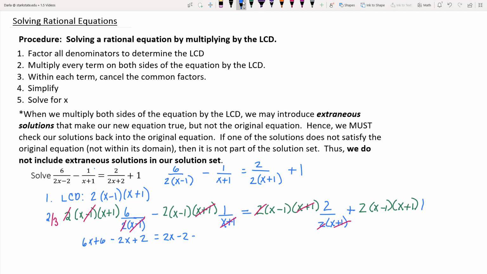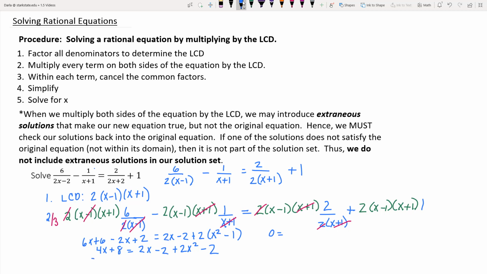Sorry, I didn't mean to write that sign. We're going to have plus 2 times whatever x minus 1 times x plus 1 is, but if you FOIL that, you would get x squared plus 1x minus 1x, so those will cancel, minus 1. So you get that difference of squares. Then go ahead and combine like terms. So you get 4x plus 8 equals 2x minus 2, and then I have to distribute this 2, plus 2x squared minus 2, and then I'm going to pull everything to one side of the equation.